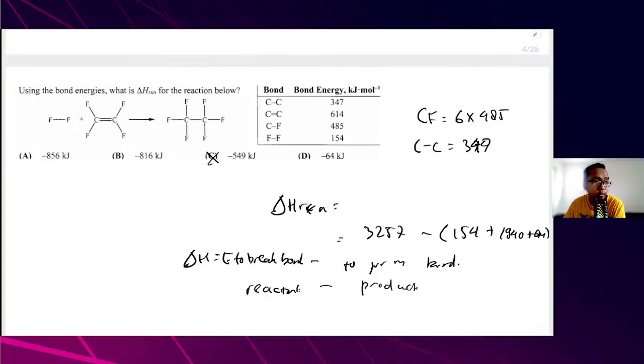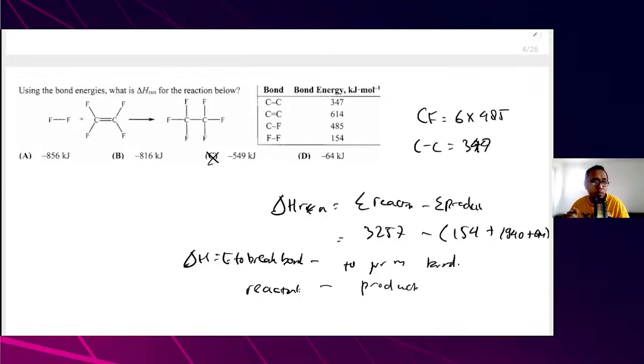Okay, the enthalpy change for a reaction using bond energies. We need to know this one is the reactant and this one is the product, because in the reaction we need to know the total energy to break bonds and the total energy to form bonds. Based on this equation, bonds broken are in the reactant, and bonds formed are in the product.